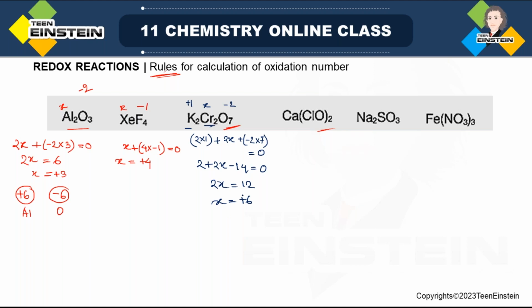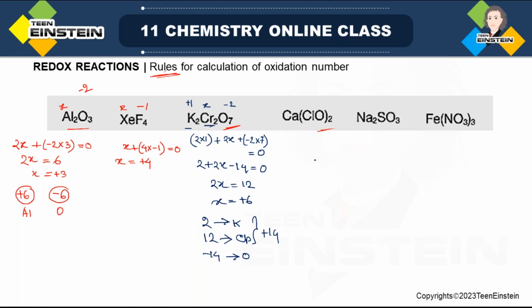Now once more we will check it. The total positive charge 2 is coming from potassium. The total positive charge from chromium is 6 into 2, which is 12. And for oxygen, it is a total of -14, which is from oxygen. So the total positive charge is +14, the total negative charge is -14. So the calculation is okay, right?